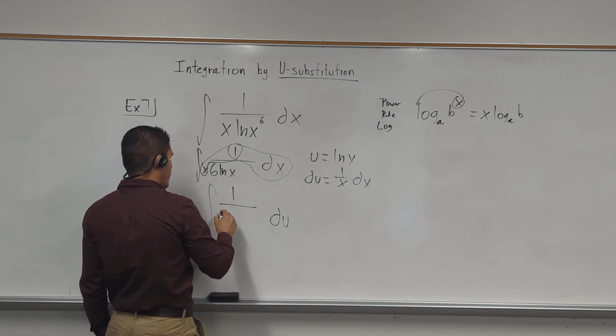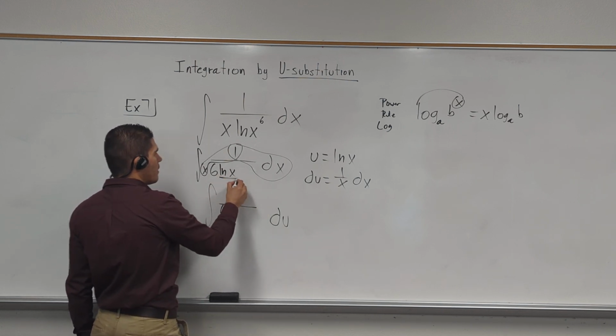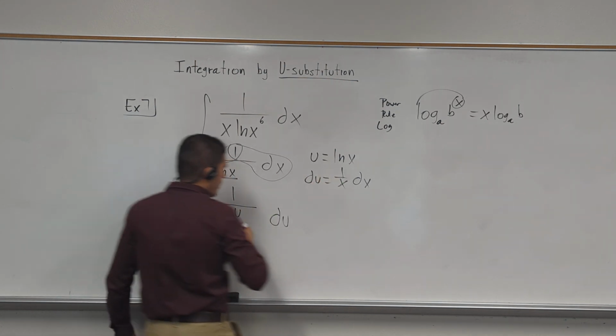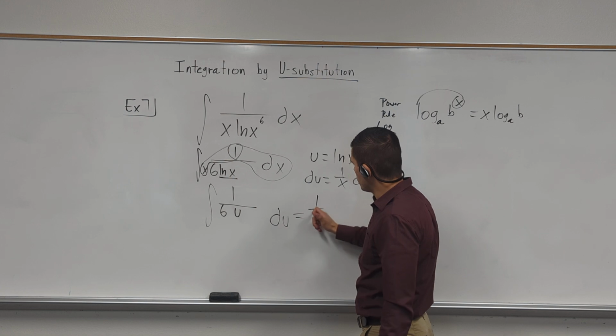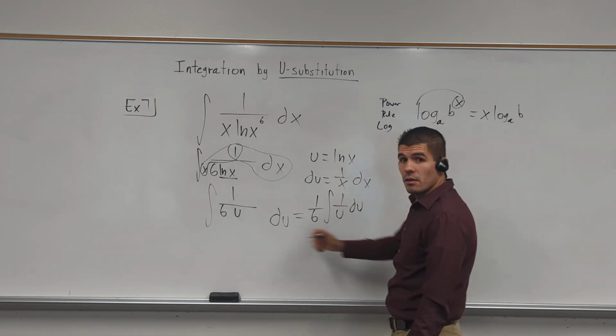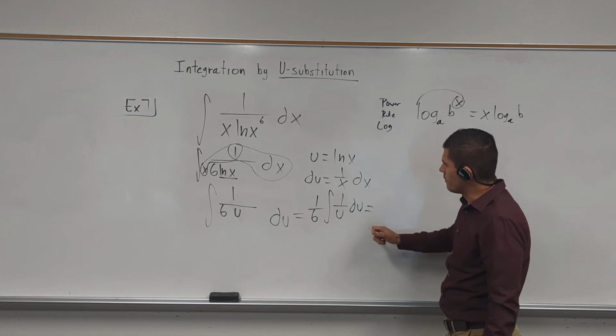That leaves me with a 1 here. That 6 doesn't have anything to replace it, and then the natural log literally just becomes u. Now remember, I don't feel uncomfortable with this, but if you need to, you can pull out the 1/6. So that's 1/6 integral 1 over u du. Luckily for you, we've already done a problem like this, so I don't have to re-explain that part.